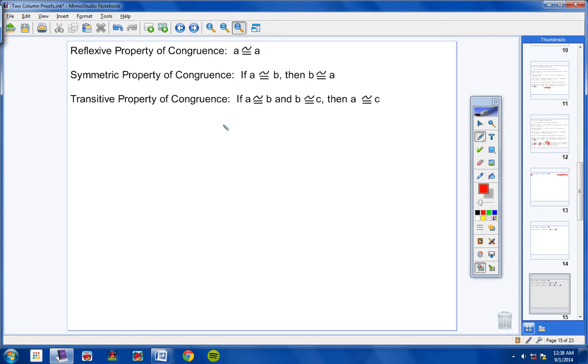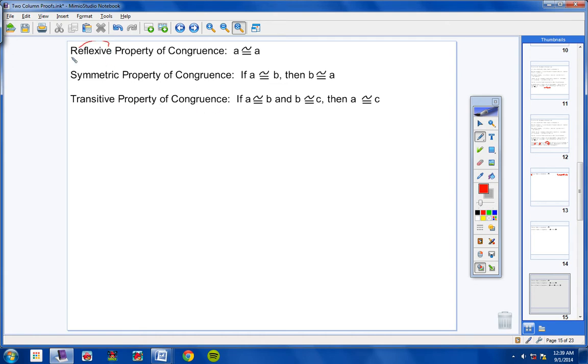Property number 3, the transitive property of congruence. If A is congruent to B and B is congruent to C, then A is congruent to C. Now I've gone pretty fast through these 3, so I'm going to pause for a second and let you get caught up. The reflexive property of congruence, the symmetric property of congruence, and the transitive property of congruence.